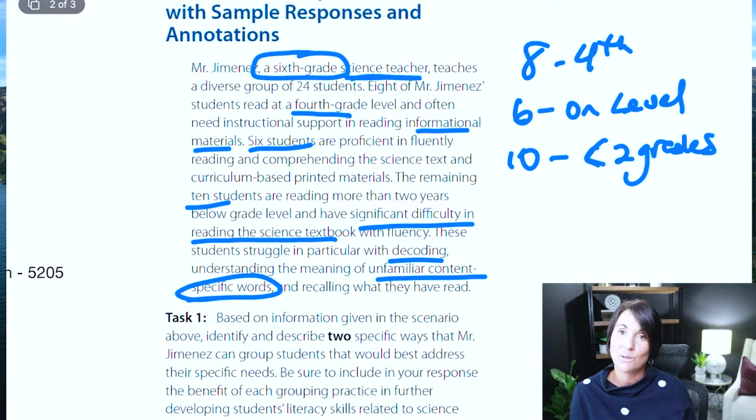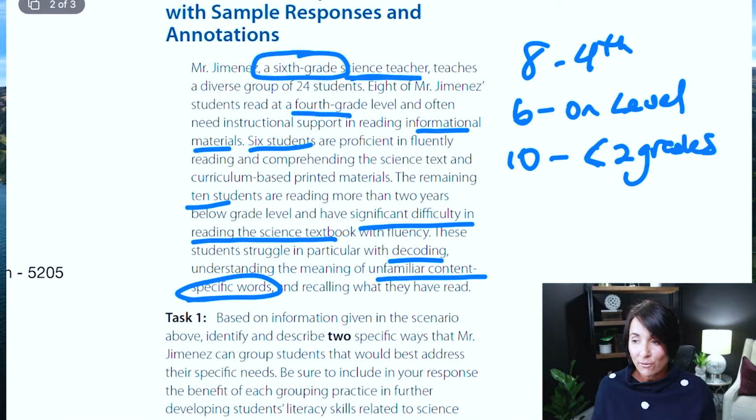So they're kind of giving you some information here to use. So as you differentiate, you're going to want to differentiate for these things here, okay? So he's a 6th grade teacher, science teacher. We're reading mainly informational text in science, and that's where the kids are struggling. We have 8 that read 2 grade levels below, so that's at the 4th grade level. We have 6 who are on level, and we have 10 who are below 2 grade levels below. So we've got a mix of kids here, and we're going to have to differentiate and scaffold and support for all of them, all right?